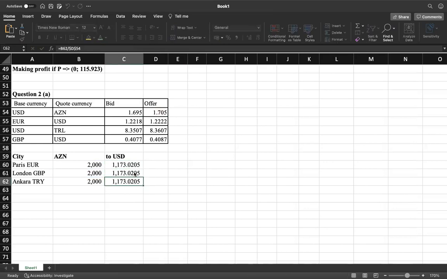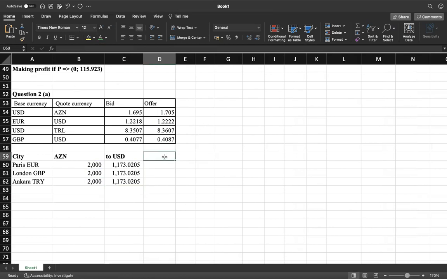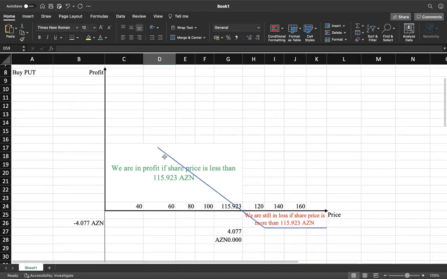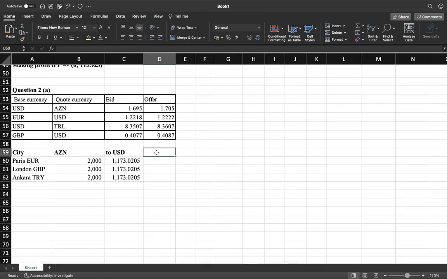Drag down. Yes, they are the same. We converted our AZN to USD, and then used these rates. Okay, they are in place. We can convert to Euro, GBP, and Turkish Lira. Let's look at which rates we should be using.